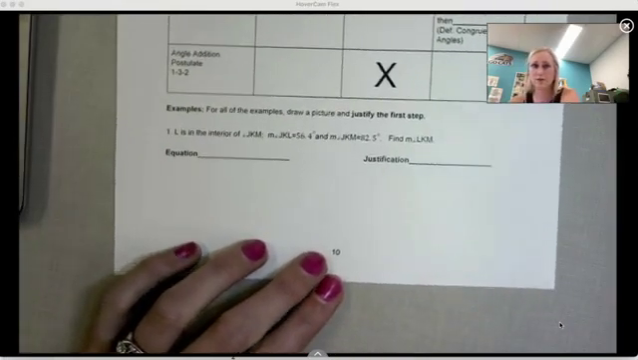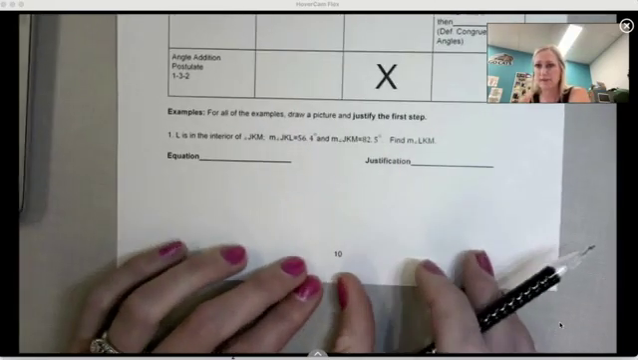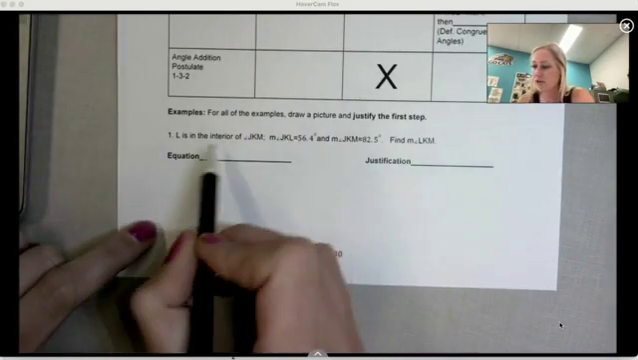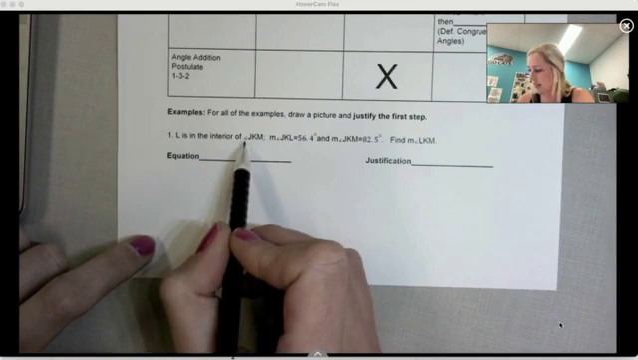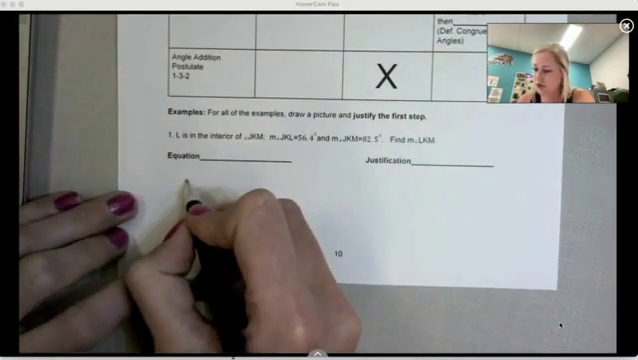All right, so it says for all examples, draw a picture and justify the first step. Remember, justify means give the definition, theorem, or postulate that supports what we're doing. Okay, so I'm going to draw this picture. L is in the interior of angle JKM. So I'm going to draw angle JKM.